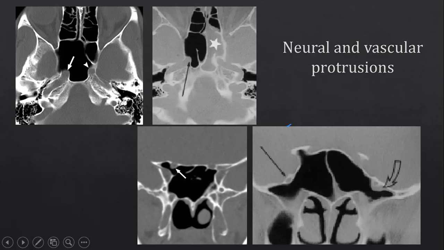Similarly, the optic canal can also protrude into the sphenoid sinus. This is a patient who has dehiscence of the coverings of the optic canal. So this is the optic canal struts, and there is a pneumatization of that strut, and the optic canal is actually protruding into it, and hence it's important to identify that and mention it in the report.